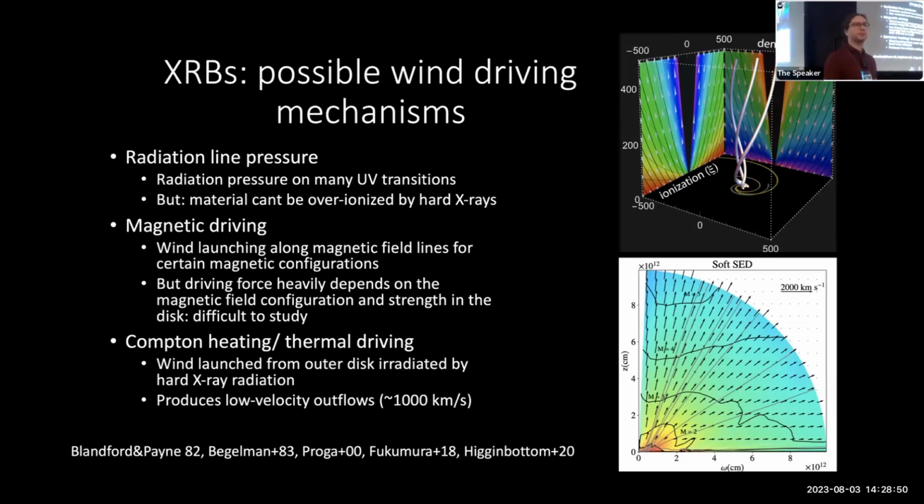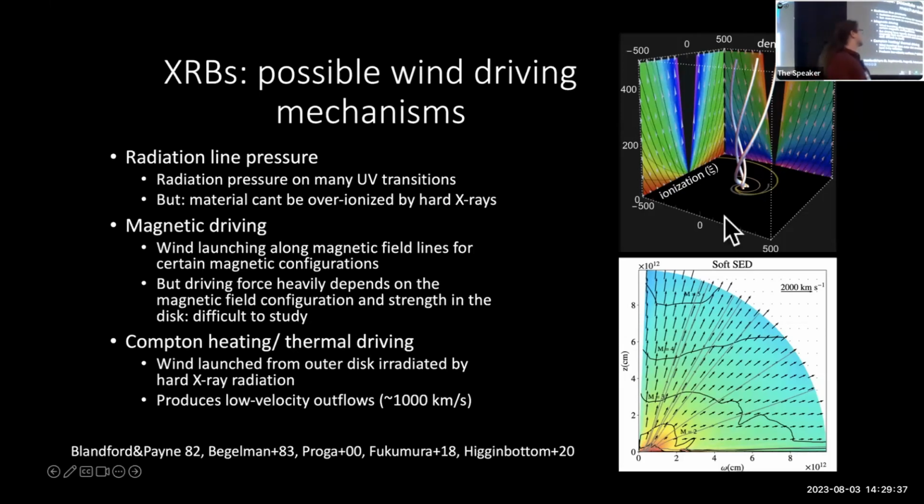A promising mechanism is magnetic driving. Under certain magnetic field configurations, a wind can be launched along these magnetic field lines, as shown in the paper by Keigo Fukumura from a couple of years ago, creating an outflow of matter which is following these magnetic field lines. However, this magnetic force depends heavily on the field configuration and strength, which is nearly impossible to study at this stage. So these outflows are very difficult to study or to prove that we are looking at a magnetic wind. But I imagine Keigo will talk a bit more about this in his talk following me.